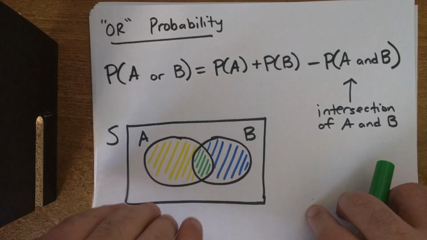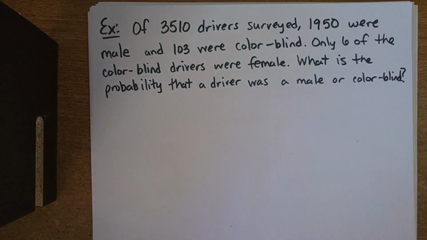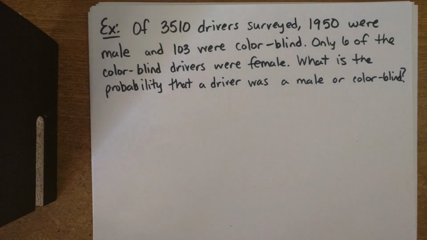So we'll see how to apply this to a word problem. Go ahead and copy this one down. So, for example, of 3,510 drivers surveyed, 1,950 were male and 103 were colorblind. Only 6 of the colorblind drivers were female. What is the probability that a driver was a male or colorblind?